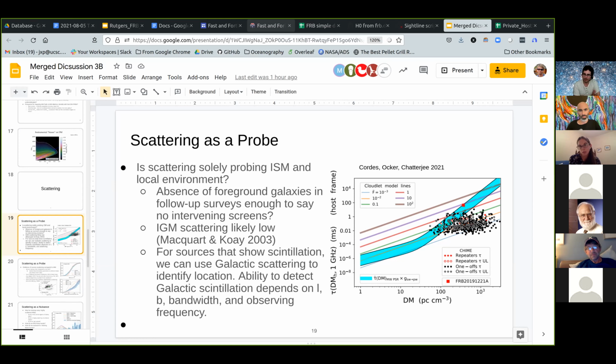So I think what Ryan says is very true, that you could expect to see scintillation from the host galaxies in the Milky Way. And with pulsars, sometimes we see multiple scintillation timescales. And so maybe we should be searching more thoroughly for that kind of two different timescales in our scintillation patterns.